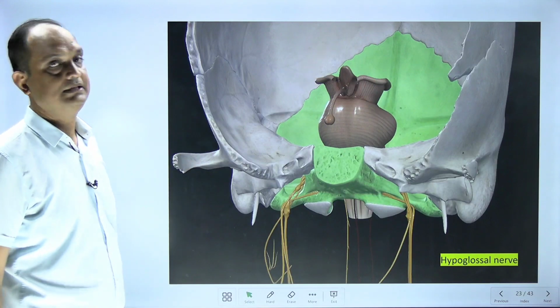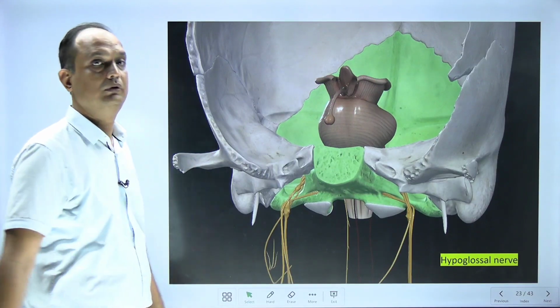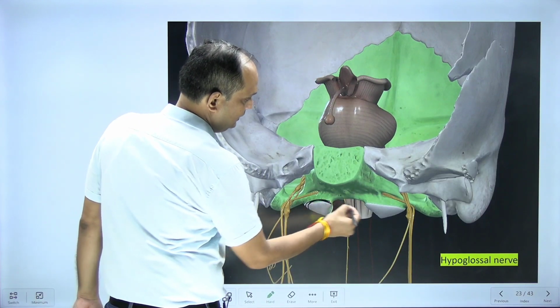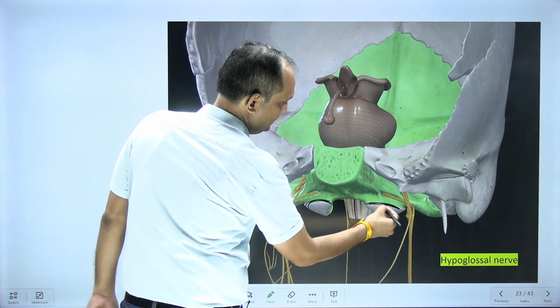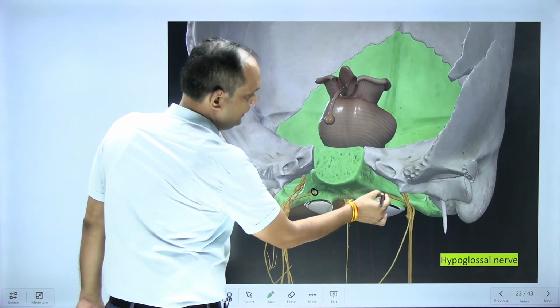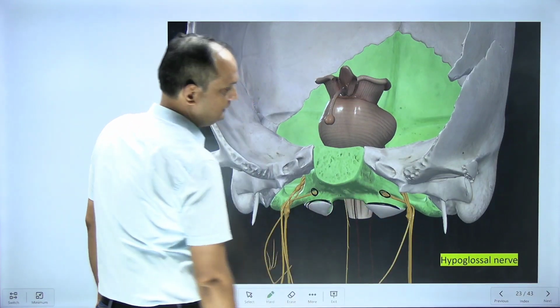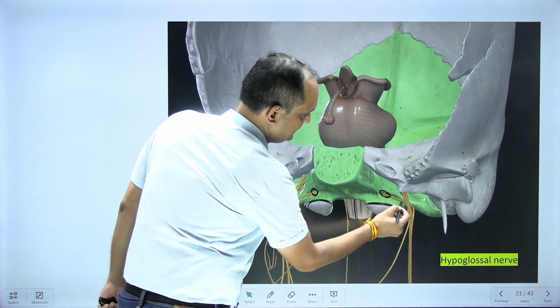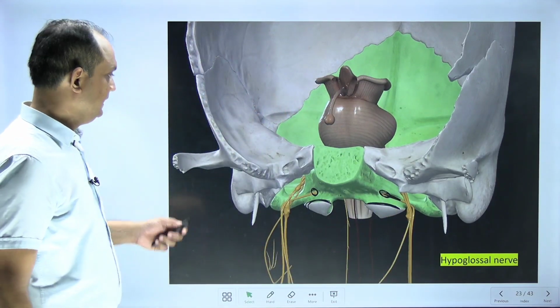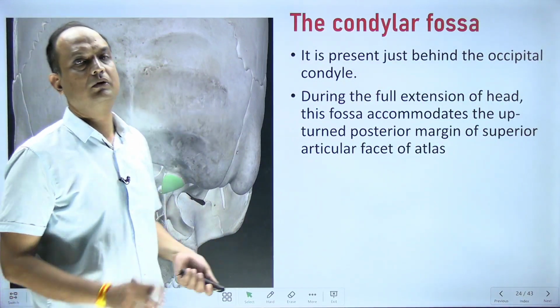Now in this image, you can see where the hypoglossal canal is. Again you have to look for the occipital condyle. These are the two anterior margins of the occipital condyle. Above that, you can see the anterior opening of the hypoglossal canal, and through this canal you can see the hypoglossal nerve coming out. Clear?